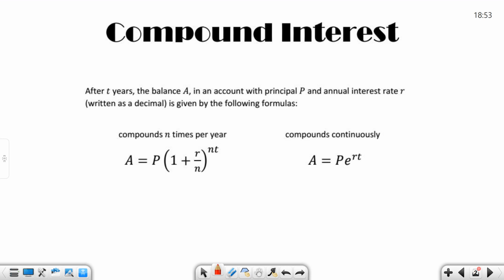Where this might be pertinent in your life: my savings account at the bank, I think, compounds quarterly, which means 4 times a year, so I would use this formula with 4. But if I borrow money from the bank, I can just about tell you they either do it daily, so N is 365, or they use the continuous formula, where they're continuously drawing interest on the money they loaned me.